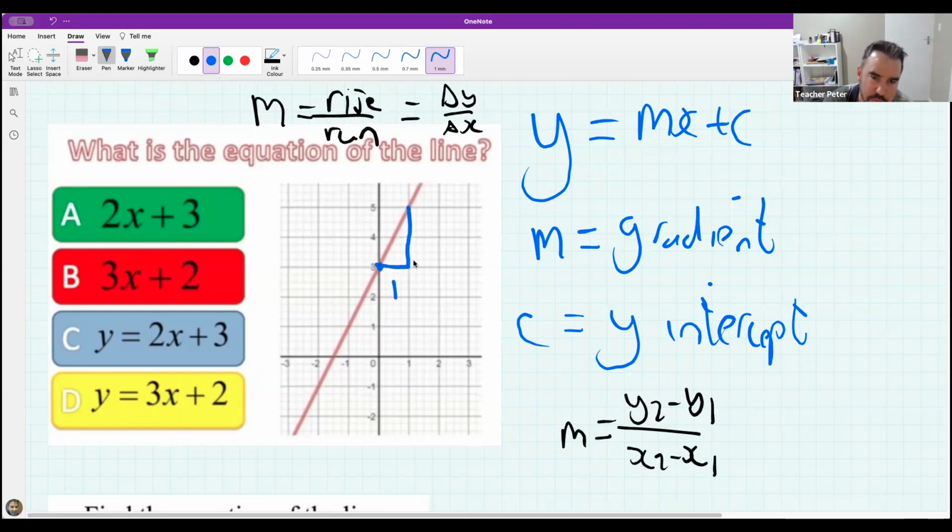So I go across by 1 and up by 2. What is the gradient going to be? It looks to me like the gradient is 2. So which of the 4 options is going to be the equation of that line?